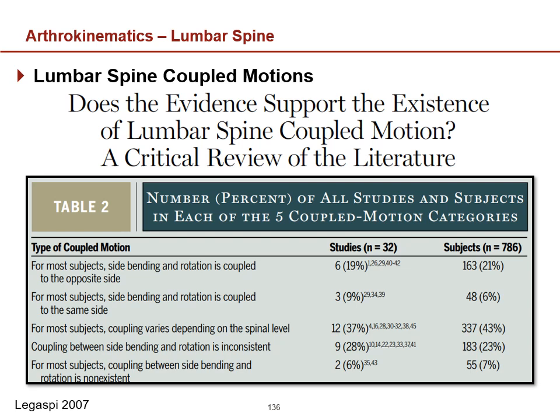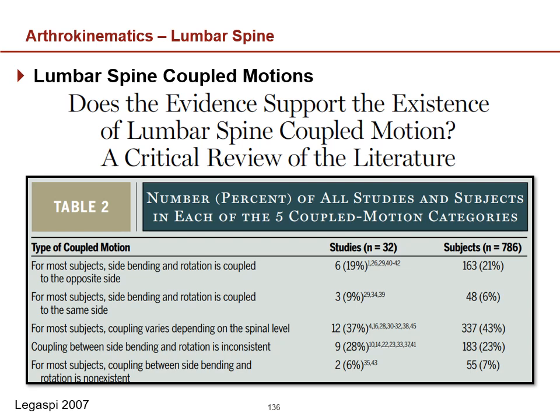Okay, so does the evidence support the existence of lumbar spine coupled motions? A critical review in JOSPT in 2007. You can see the number or percent of the studies and the subjects in each of the 5 coupled motion categories, just orienting you to that first column, type of coupled motions. For most subjects, side bending and rotation is coupled to the opposite side. For most subjects, side bending and rotation is coupled to the same side. So essentially you can put in type 1 coupling and then type 2 coupling. And then for most subjects, coupling varies depending on the spinal level.